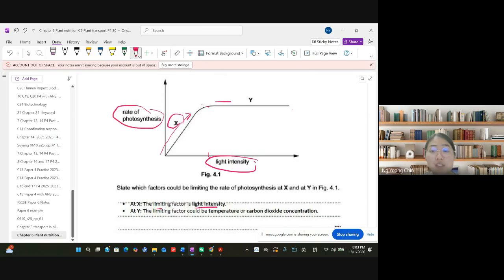So what happens if any further increase in light intensity will not increase the rate of photosynthesis? They just remain constant. So that's why at the Y region, the limiting factor belongs to another factor, not light intensity already. So you can write about the temperature or the carbon dioxide concentration. Okay, so this one you can refer back to chapter 6.